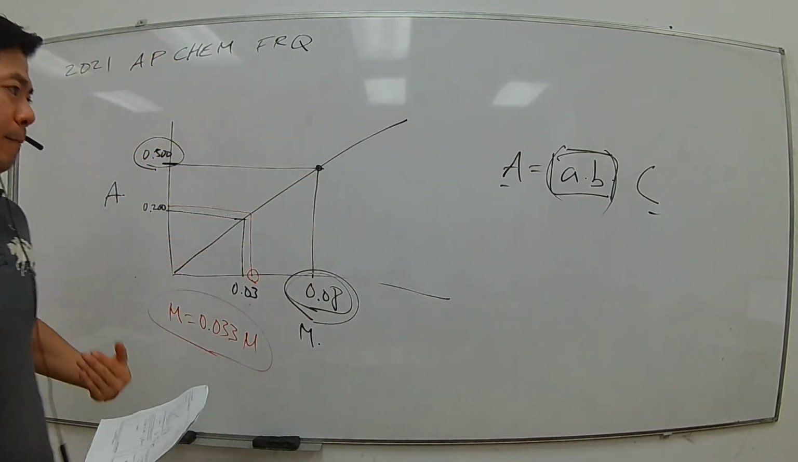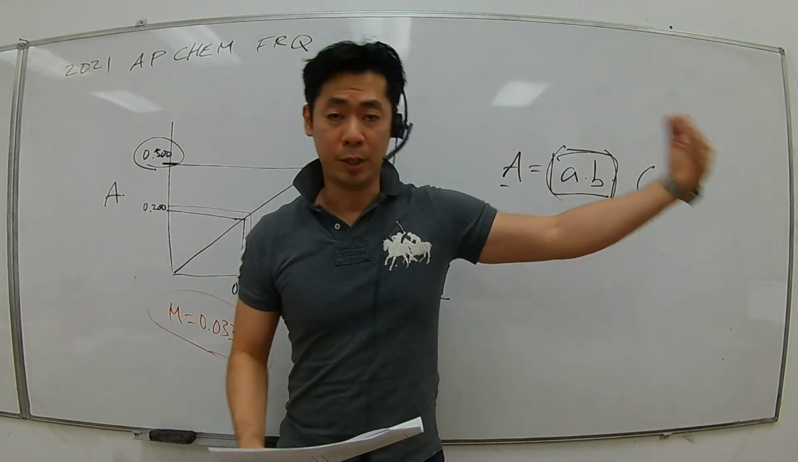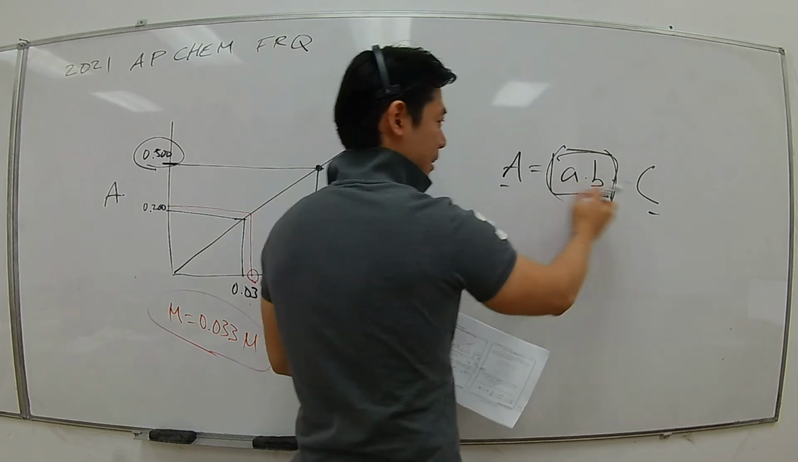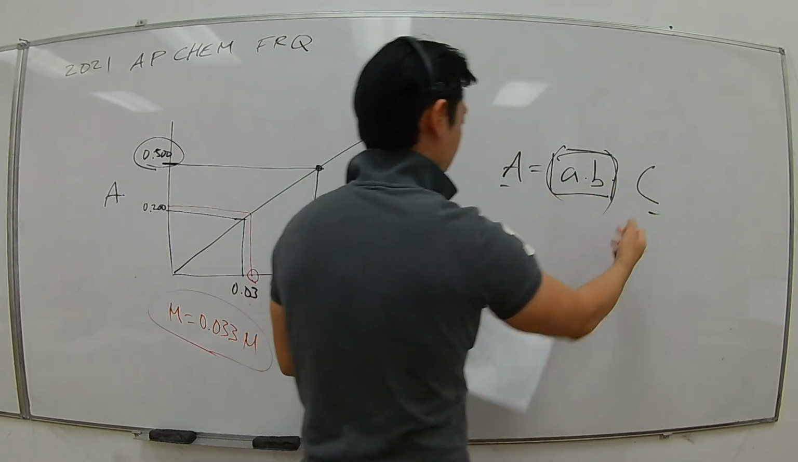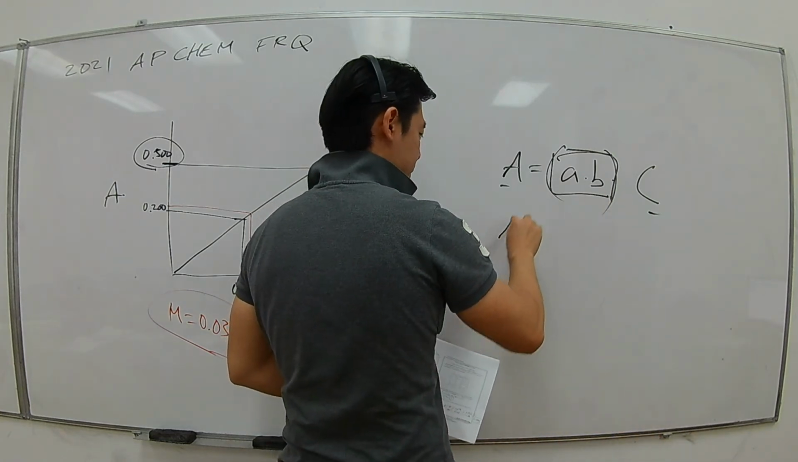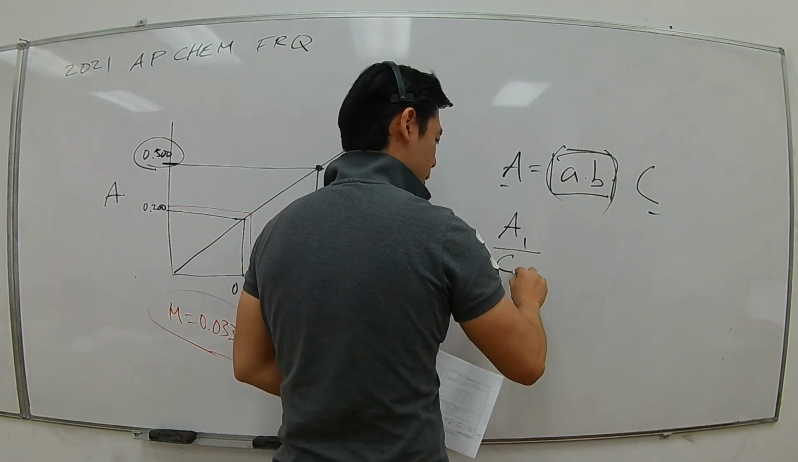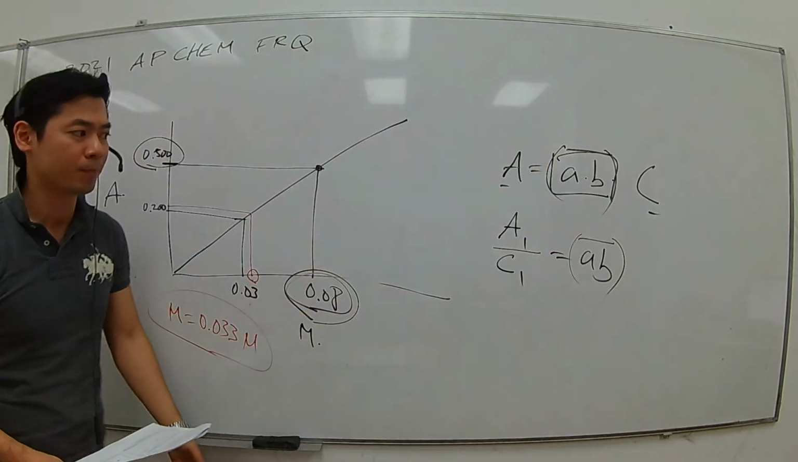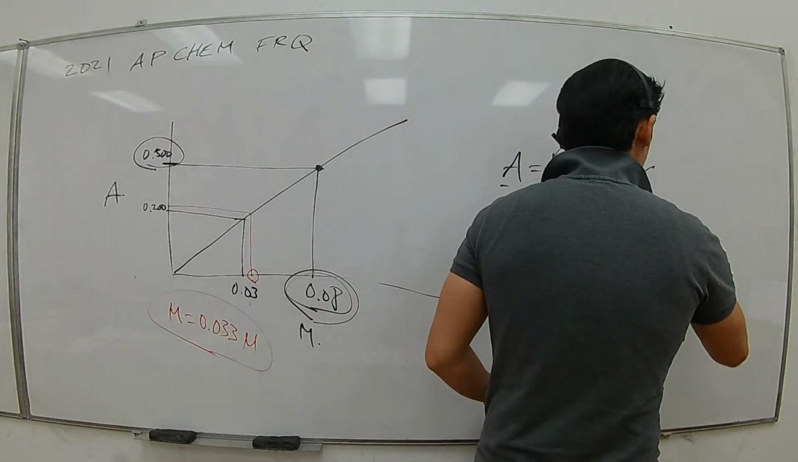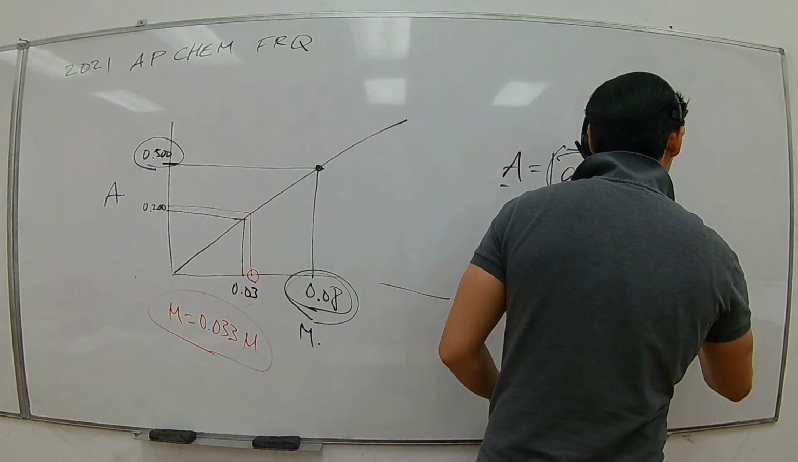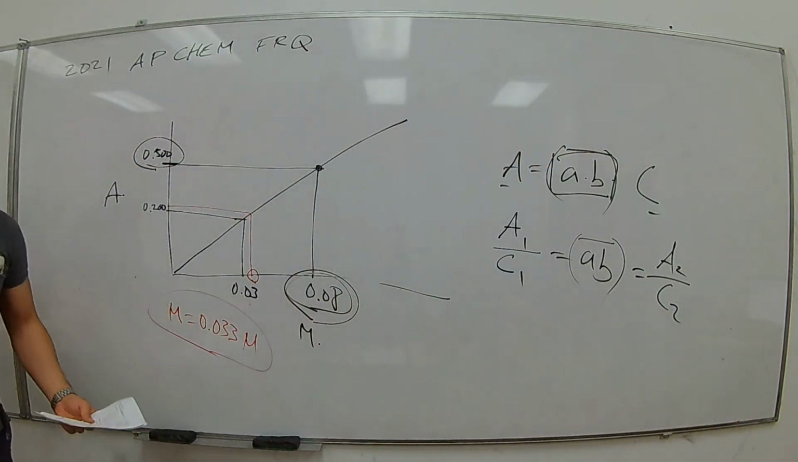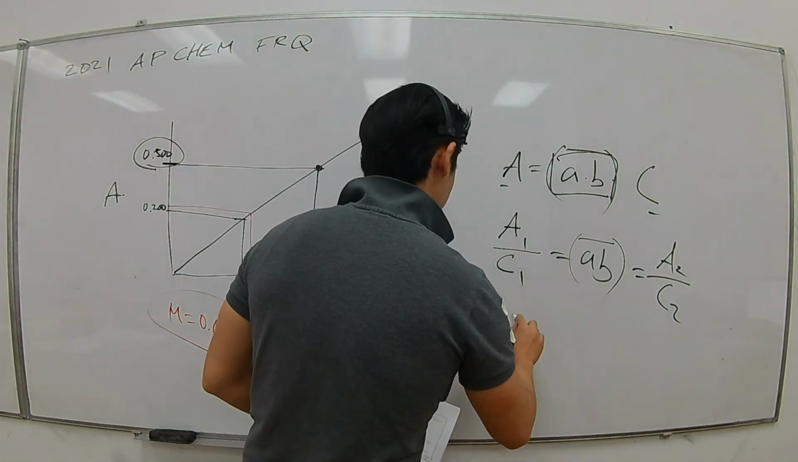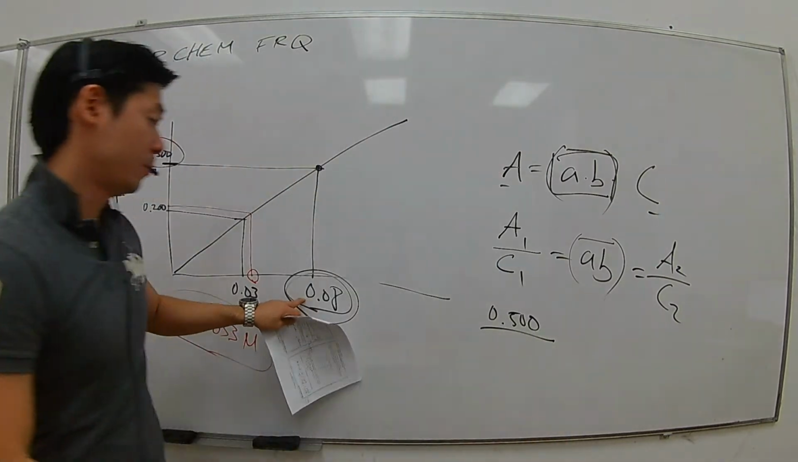So now, just like the concentration equation, these two are not changing, but A and C are changing: absorbency and concentration. So I'm going to put C on this side. Absorbency 1 over concentration 1 is equal to ab, the value that is constant throughout the entire experiment. So this is equal to absorbency 2 divided by concentration 2. These are known values: when absorbency is 0.500, concentration is 0.08.